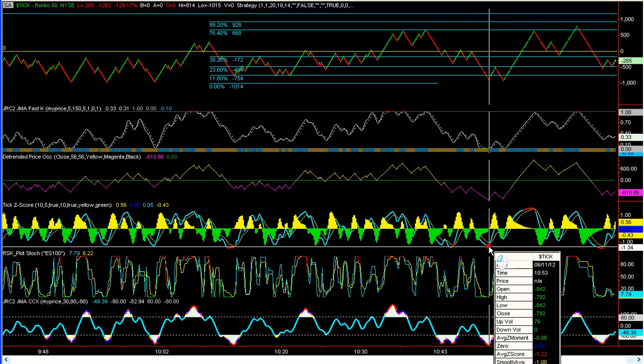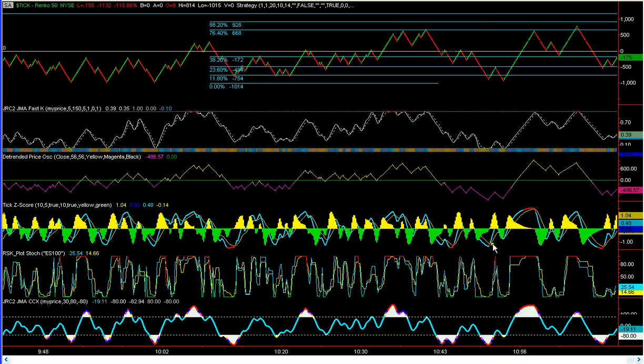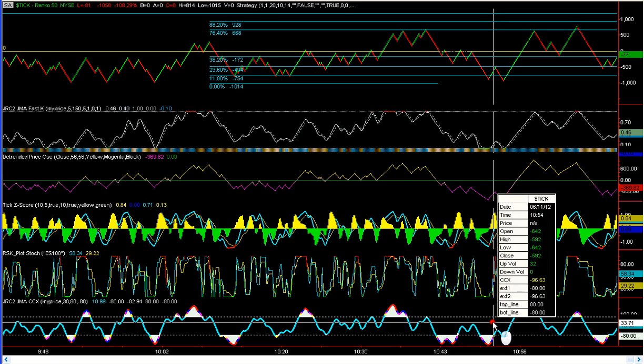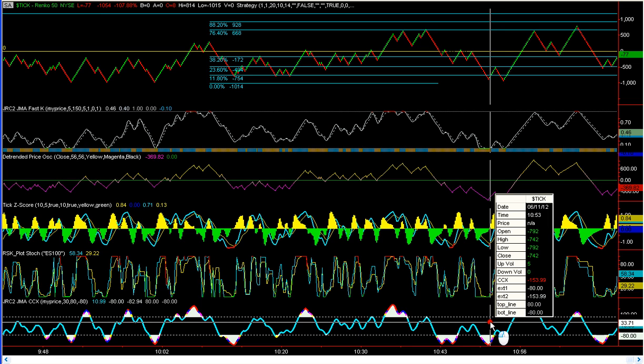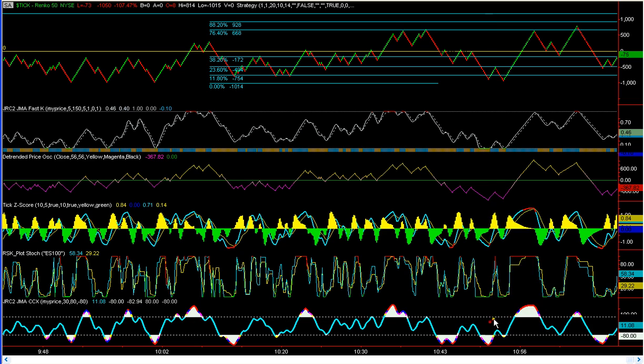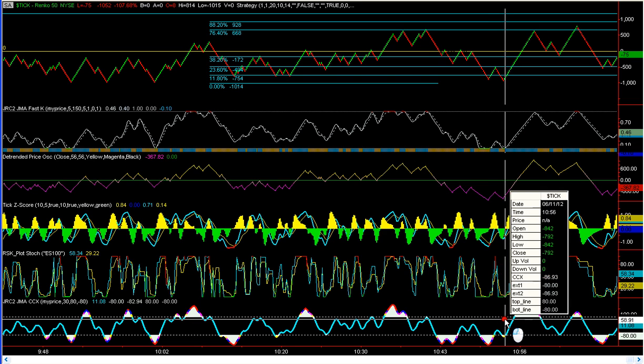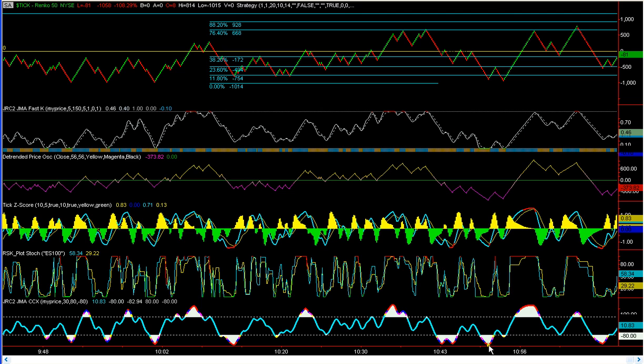The Z-score went into the red briefly right there, as well as the CCX being overextended down here. And you've got another opportunity right in here, and a nice divergence on the CCX as well as on the Z-score. See a little bit of that divergence on the DPO as well.